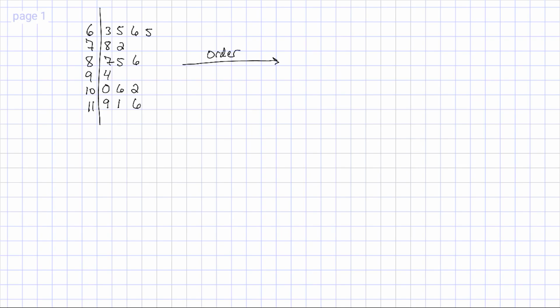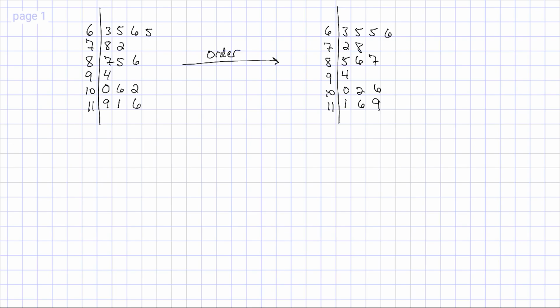Alright, so that's our stem and leaf, and now what we do is order the leaves. So I still have the same stems, 6, 7, 8, 9, 10, and 11, and now I'm going to put the leaves in order. So 3, 5, 5, and 6, 2, and 8, 5, 6, and 7, 4, 0, 2, and 6, and 1, 6, 9. This is a stem and leaf display.